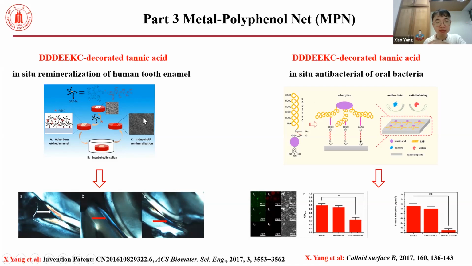And we incubate this surface. We can see a new HAP occurs on this surface, and we also do the animal experiment. We can see it has a new layer on the animal surface, and we also use the surface to do some antibacterial and antifouling work. You can see the DDEEK modified tannic acid has very good properties for antibacterial and antifouling.